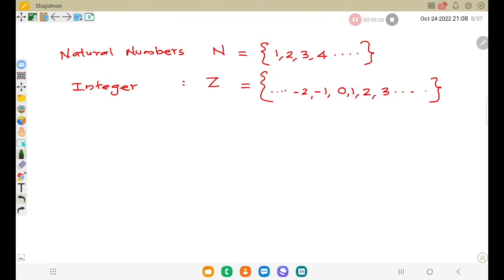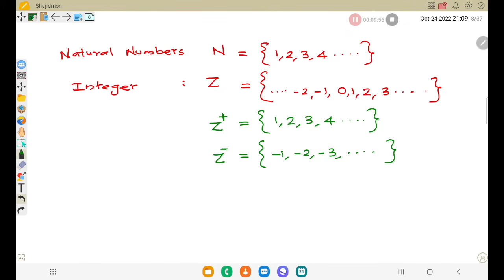Integer numbers. Now if you are representing Z plus, it means only positive integers. That means the numbers 1, 2, 3, 4, 5, 6, like this, correct? Only the positive part, 0 is not included. Z minus means only the negative part, correct? So what are the numbers? -1, -2, -3, -4, -5, these numbers. So Z plus means only positive integers, Z minus means only negative integers.